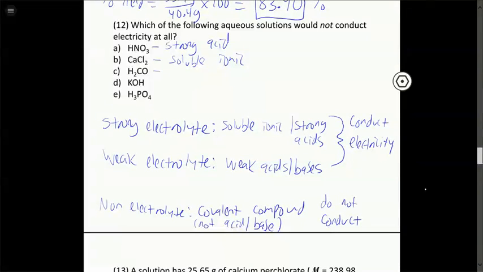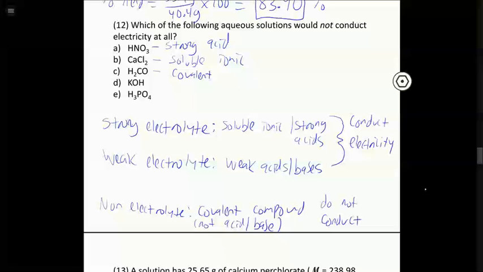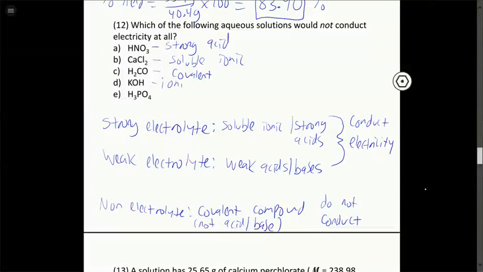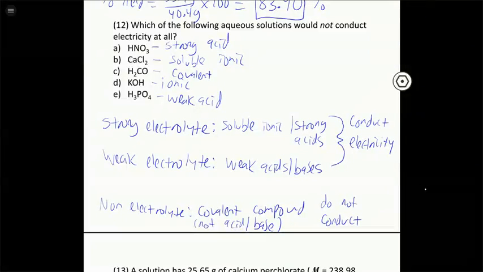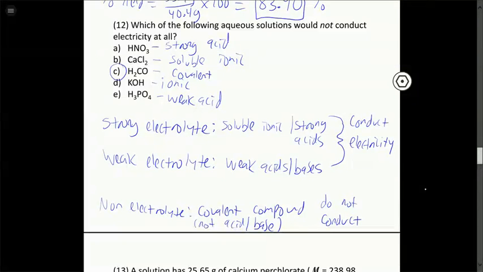H2CO, so that's going to be a covalent compound. It's not an acid. Actually, remember, there is no HCO minus anion, and the hydrogens are bonded to carbon. So anything that has hydrogens only bonded to carbon is not an acid. And here we have, again, there's no anion that this is paired with. It's just a covalent compound. KOH is an ionic compound that's soluble, and H3PO4 is a weak acid, so it'll give a weak electrolyte solution. So the only one of these, which is a covalent compound and not an acid, is going to be choice C, H2CO.